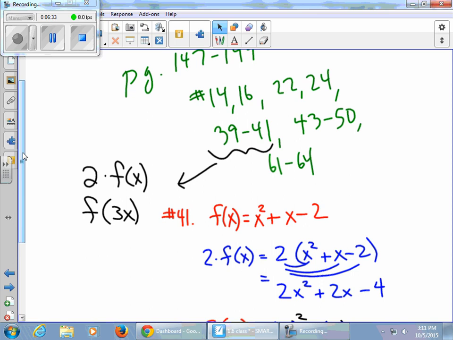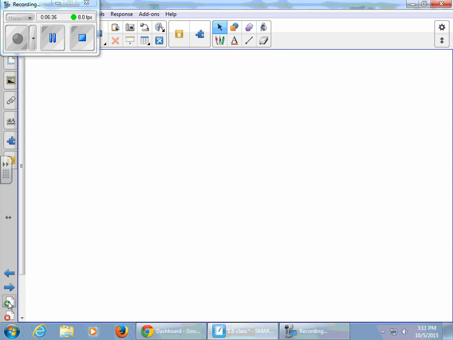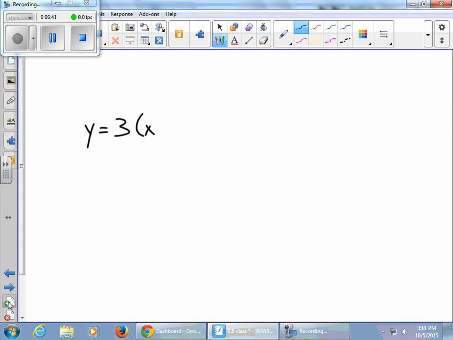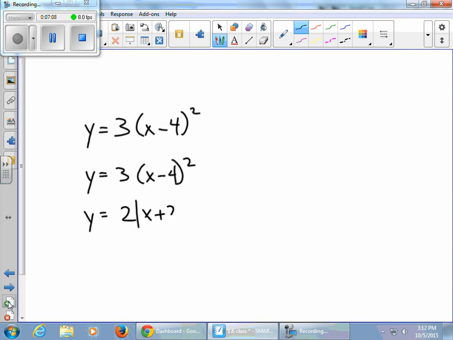47 to 50 is writing equations from what you see. 47, you should have 3x minus 4 squared. 48 actually would be the exact same thing. And really what this shows is with these, it does not matter what you do first or second with the right and the vertical. 49, you would have 2 absolute value of x plus 2 minus 4.